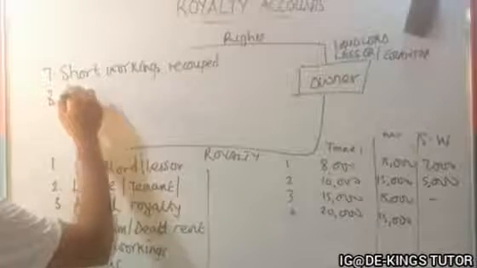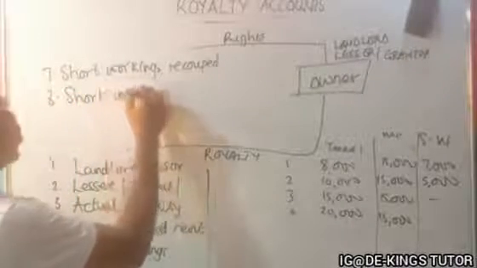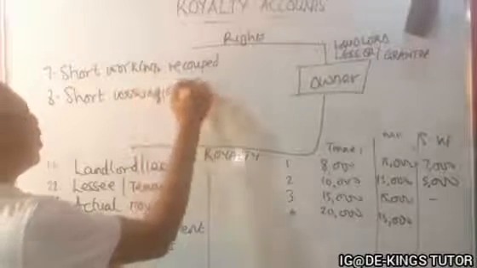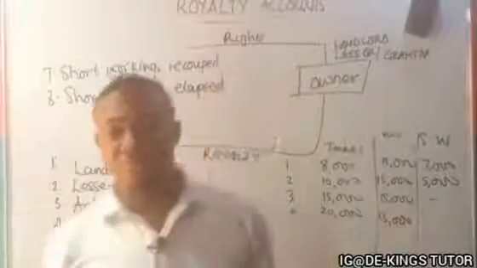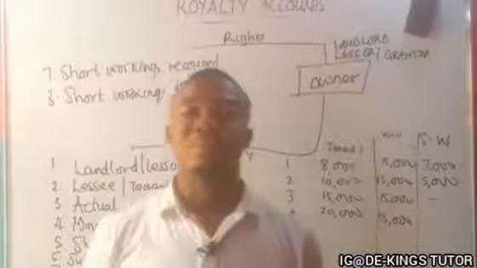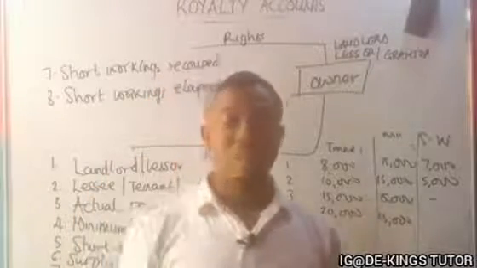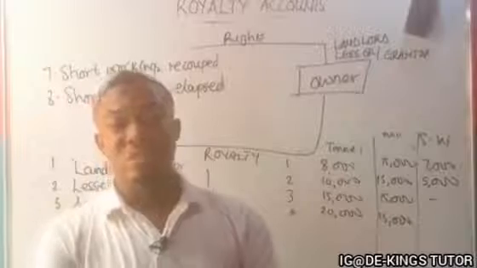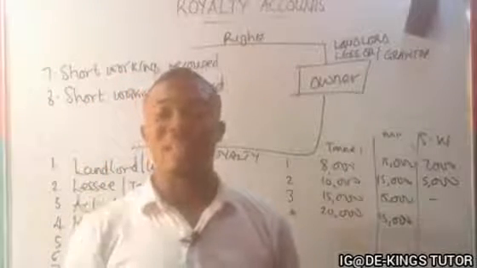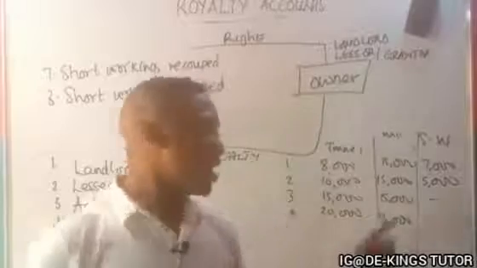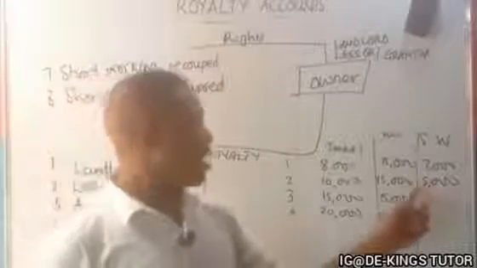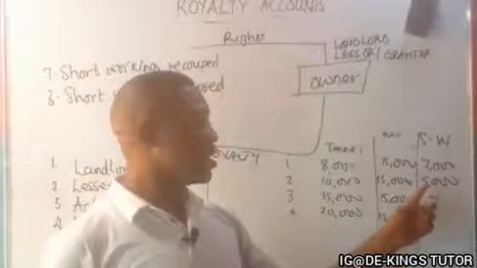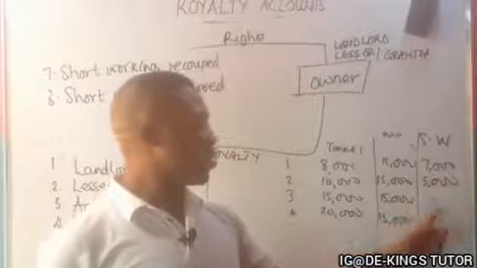Okay. Now, there's also what we call short workings elapsed, or irrecoverable. What is short workings elapsed? This is a situation whereby definitely you have exceeded the number of years given and yet you have not recovered all the money. For instance, in this situation now, the landlord said for 3 years or for 4 years, after the first short workings have been made, this is the first year, second, third, and fourth.